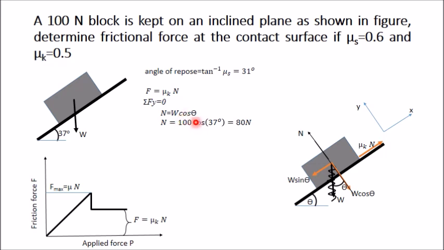Now the value of W is given, weight is 100 Newton, and the angle is this same angle θ, which is given as 37 degrees. So applying this, you will get 80 Newton. Now put this value of 80 Newton normal reaction here, so you will get the friction force acting on this surface. So the friction force is μk into N, which is equal to 0.5 into 80, that is equal to 40 Newton. And therefore in this particular case, when this surface is inclined at 37 degrees, this block is subjected to a friction force which is equal to 40 Newton.